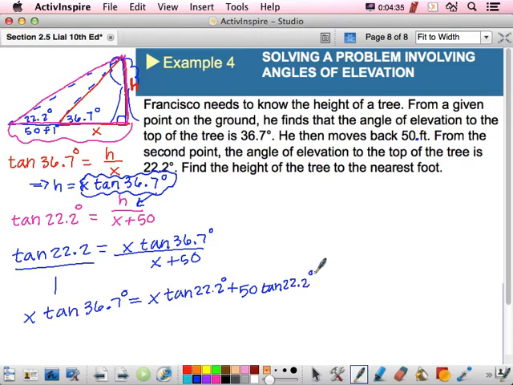And then I just have to figure out algebraically how to solve from there. The first thing I'm going to do is subtract this x tangent of 22.2 from both sides, and that will give me x tangent of 36.7 minus x tangent of 22.2 has to equal 50 times the tangent of 22.2 degrees.